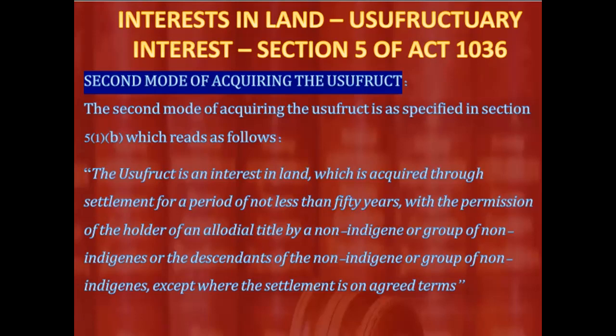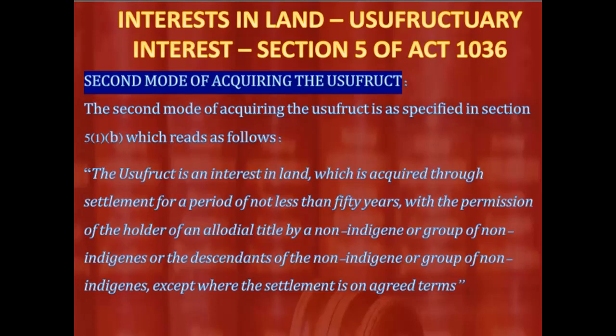Now, how do they acquire it? The non-indigent or the stranger can acquire the land through settlement for at least 50 years with the permission of the holder of the allodial title. So if you seek the permission of the holder of the allodial title, and you've been there for at least 50 years, then we can say that you have acquired the stranger usufruct.